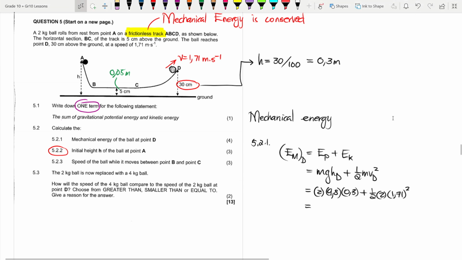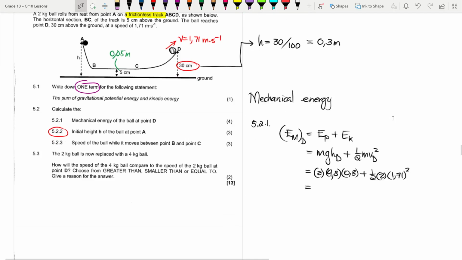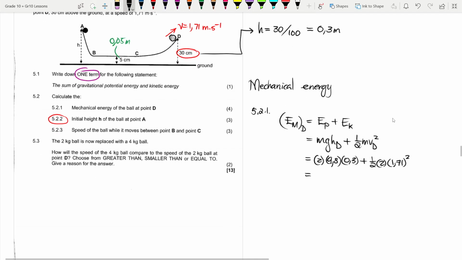Sir, can I try? Yes, you can try. Can you use that statement where you say the EM at A? Okay, no, never mind, sir. No, you actually had it. Continue. So like the EM at A is equal to the EM at D.